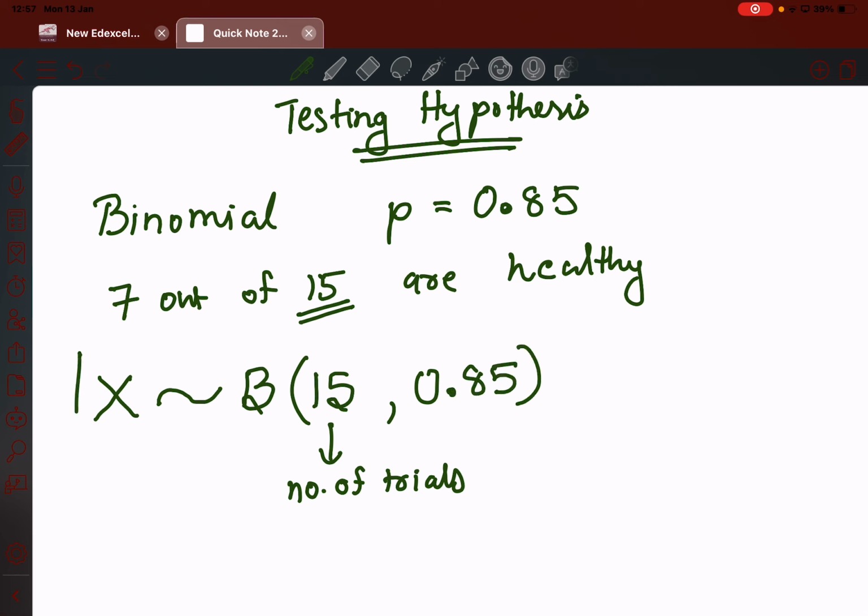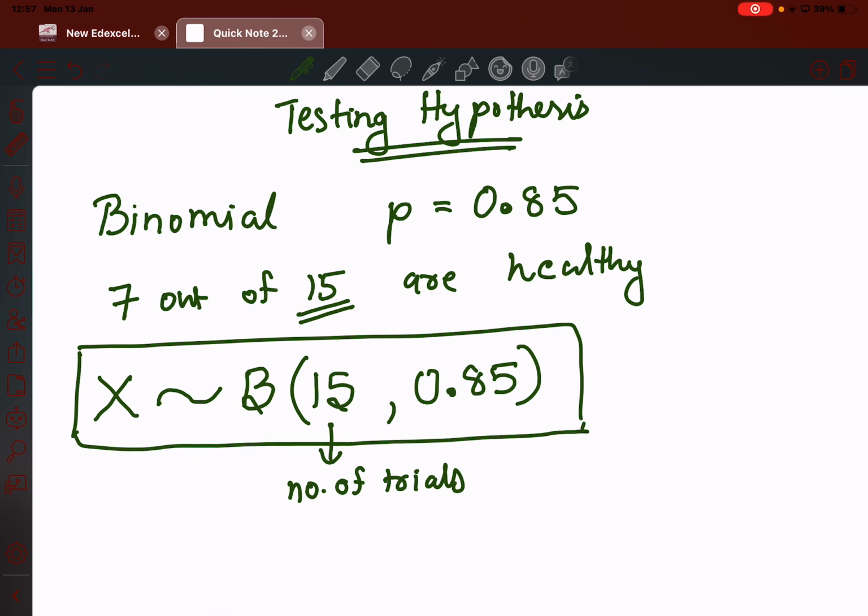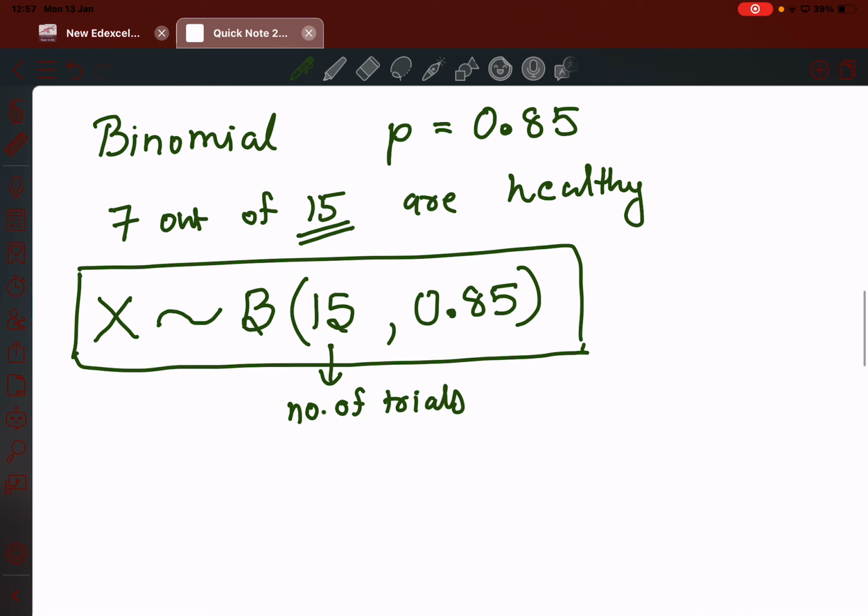Okay, so this is your initial testing mechanism. You are doing a binomial test, and you are doing 15 trials under the claim that 85% of them are healthy. Now what we're going to do is check this claim. If 85% of them are in fact healthy, what is the chance of getting 7 or less phones?